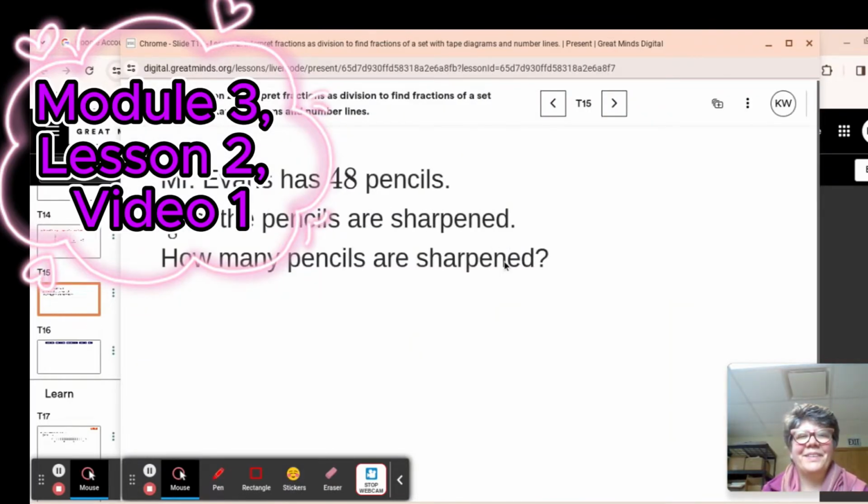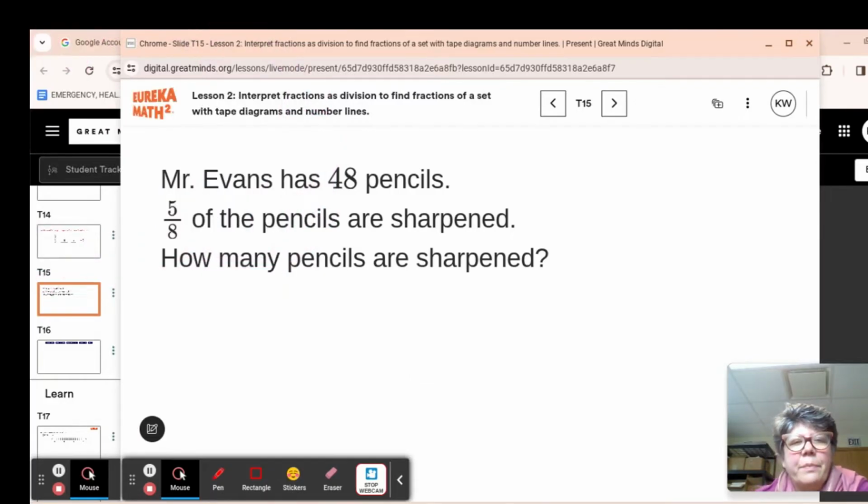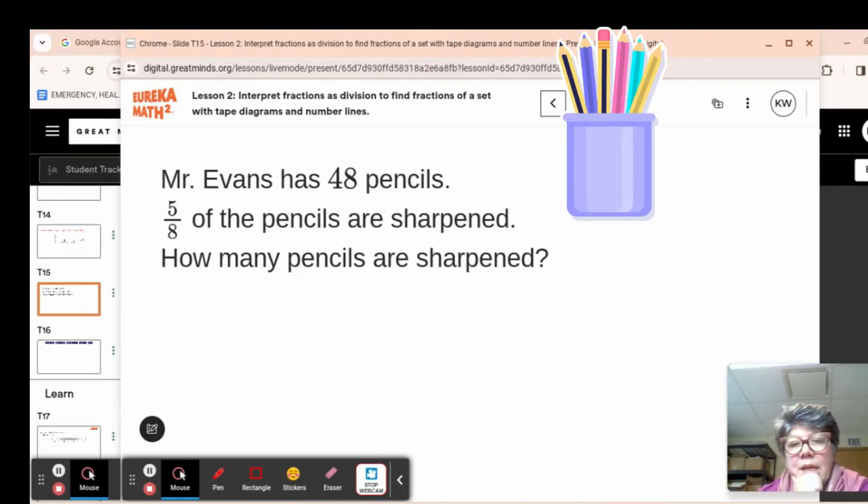There we go. All right, Mr. Evans has 48 pencils. 5/8 of the pencils are sharpened. How many pencils are sharpened? So we're gonna think about how to solve this problem. And in lesson 2, we are using arrays and tape diagrams.